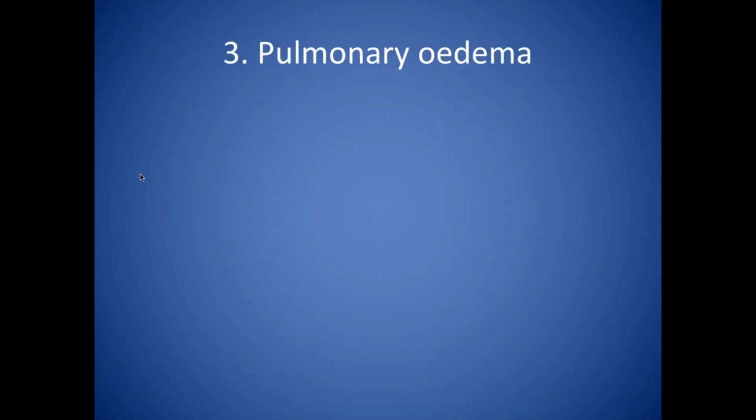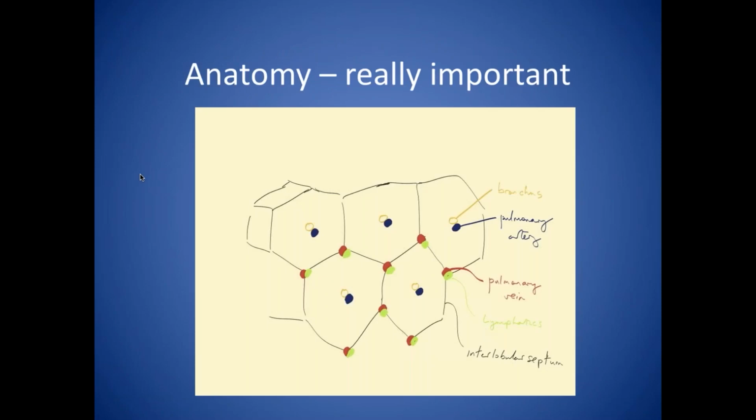Pulmonary edema. The most important slide I can show you is this one here. It describes the anatomy of the secondary pulmonary lobule. The bronchus and the pulmonary artery are always seen together, and they are in the center of that anatomical unit called the secondary pulmonary lobule. The pulmonary vein and the lymphatics run in the gaps between the lobules called the interlobular septa.